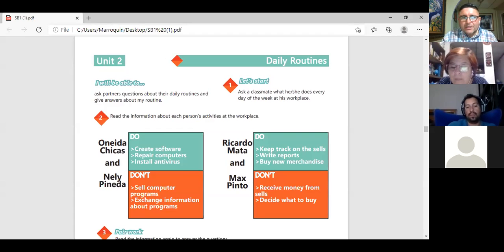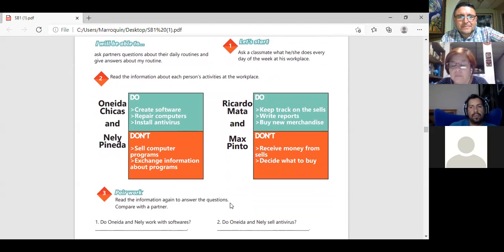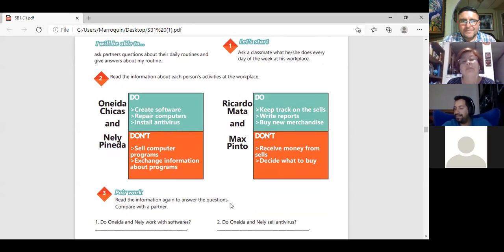So what do we have in part two? Read the information about each person's activities at the workplace. How many people in the exercise? Four. Okay, what are the names? Oneida Chicas and Nelly Pineda. And Ricardo Mata and Max Pinto. Exactly. So what is the information that we have there? We have four people. Every person has different functions. Every person has different tasks.